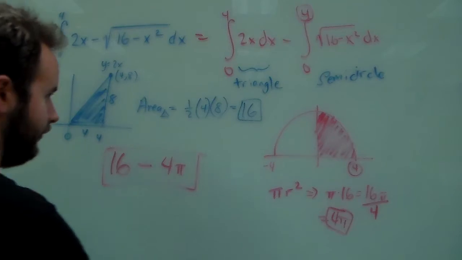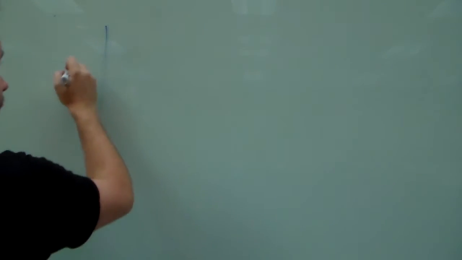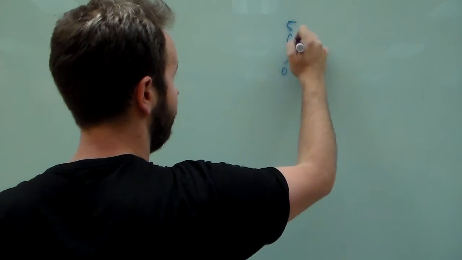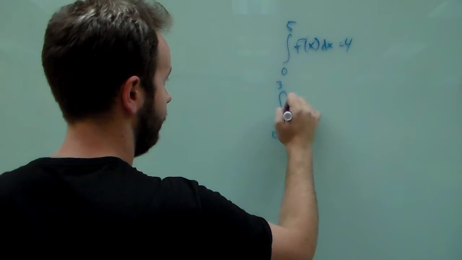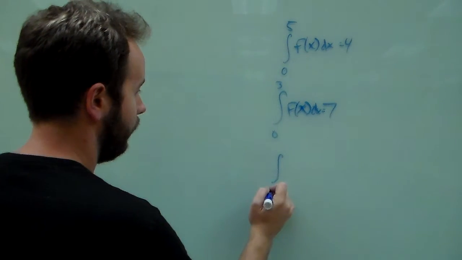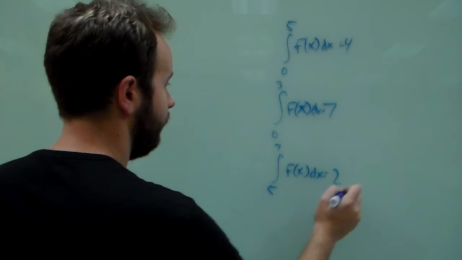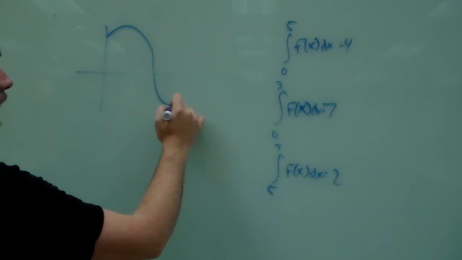Now the next question has a graph that looks something like this. Actually, it doesn't have a graph, but it tells us some graph. So I should say 0 to 5. They tell us the integral is 4. The interval from 0 to 3 is 7. And they tell us the interval from 5 to 7 is 2. So we've got, well, I think there's a graph, isn't there? There's a graph. I'm done.